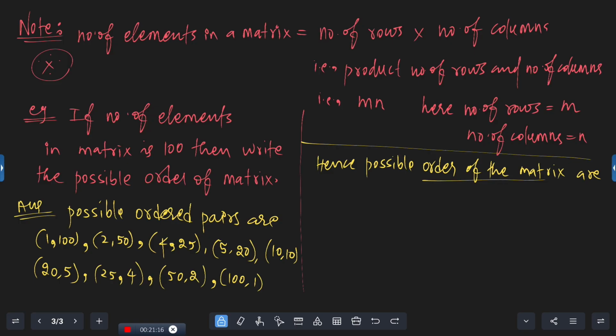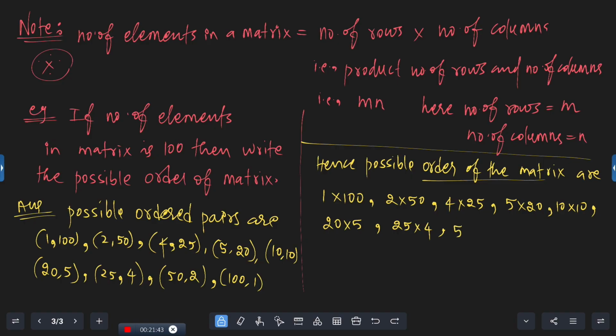How do you want to represent it? Don't say "into", say "by". 1 by 100. What do you want to mention, children? 1 by 100, comma. Second one, 2 by 50. Next, 4 by 25. Next, 5 by 20. Next, 10 by 10. Next, Raja? Yeah, 20 by 5. Next, 25 by 4. Next, 50 by 2. Next, 100 by 1. So these are all the possible orders of the matrix when the number of elements is 100.